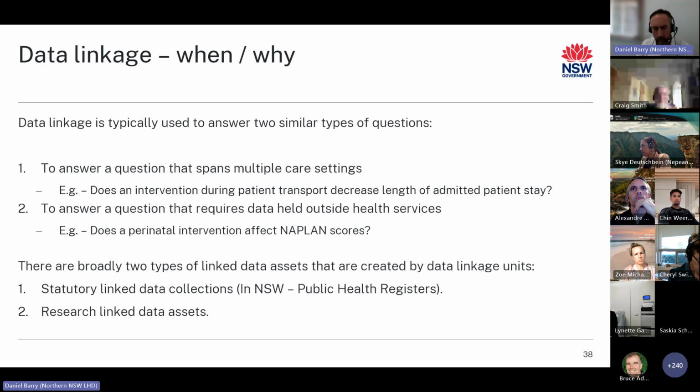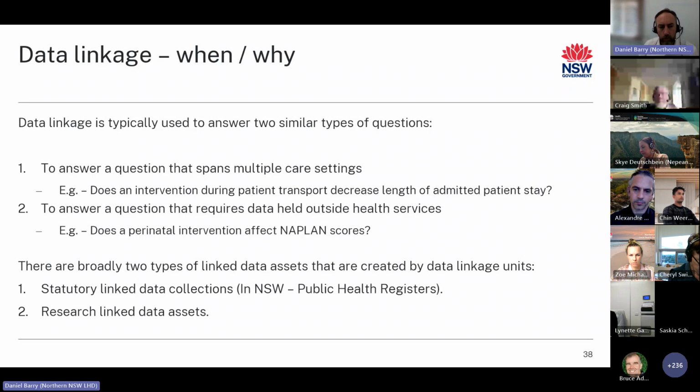And then the second version of question is answering questions where health service interaction might have an effect on an indicator outside of that health service, and data from outside the health service is required to measure that. So that might be things like, does a perinatal intervention affect a NAPLAN score? So data linkage is, as far as I know, the only way. I think it's legislated that that's the only way to attach non-health records to health information.